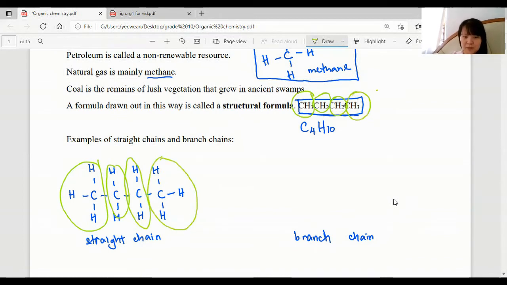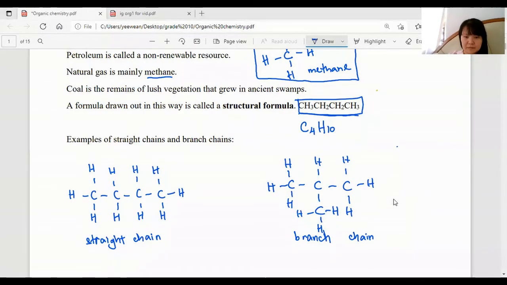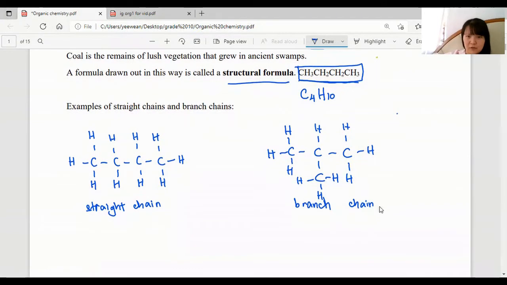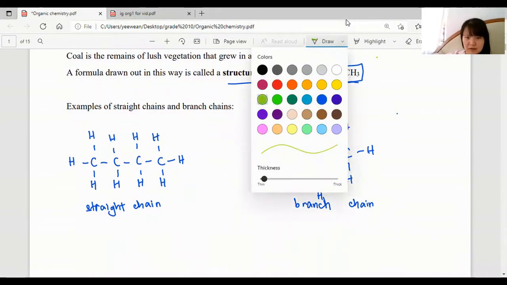I can change the position and make it a branched chain. And I'm going to draw the full structure again. This is my branched chain. That is a methylpropane. And if I want to change it to a structural formula, I can. We're going to do what we did just now.